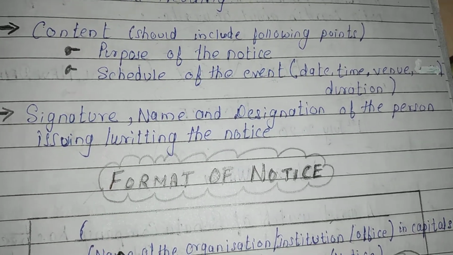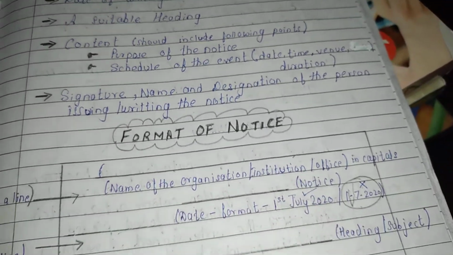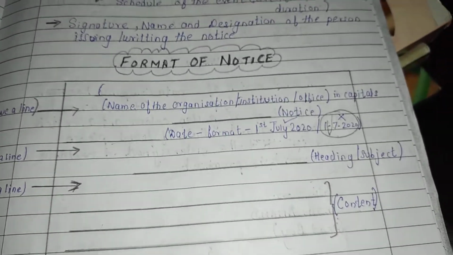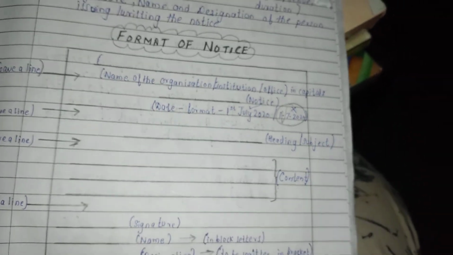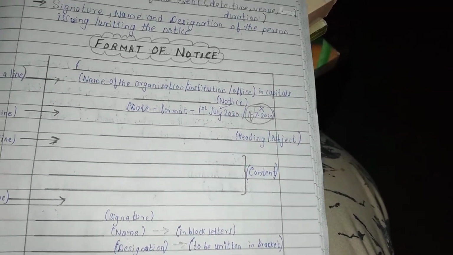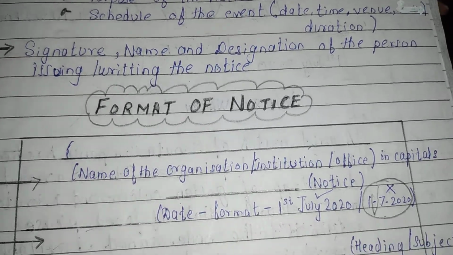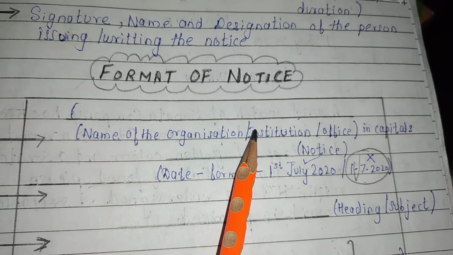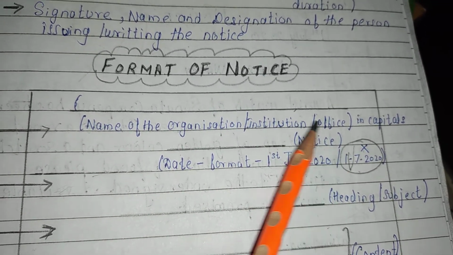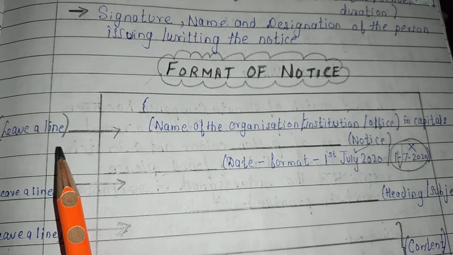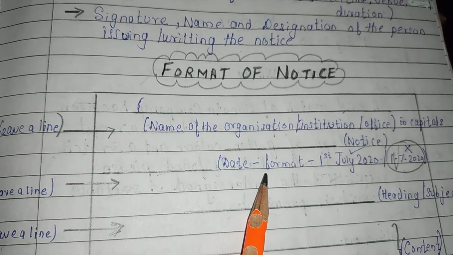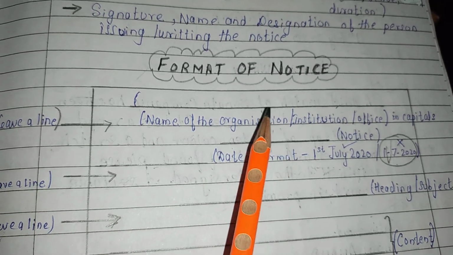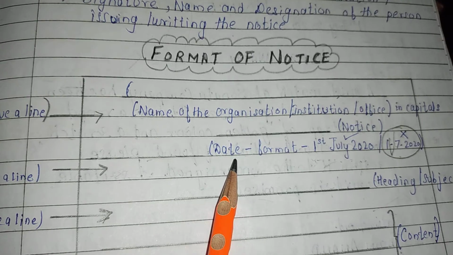So let me take you to the format of the notice. I think you'll be able to understand better now. So see, the first step you can see, I'll show you at a glance. See, the whole thing is in a box. So after the box, the first line that you have to write should have the name of the school. It should be in capital letters. Then leave a line. After leaving a line, the next step is writing notice. Then just below the notice you will write the date.